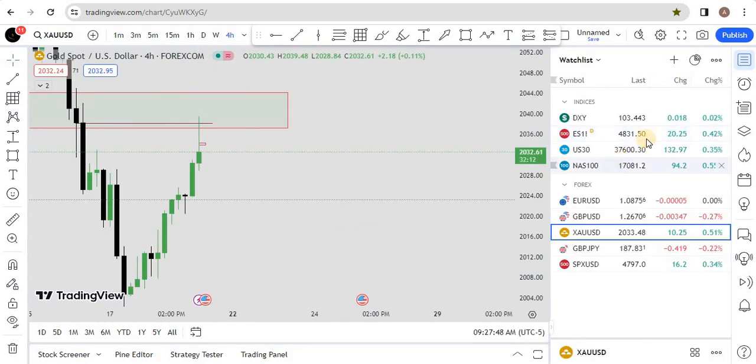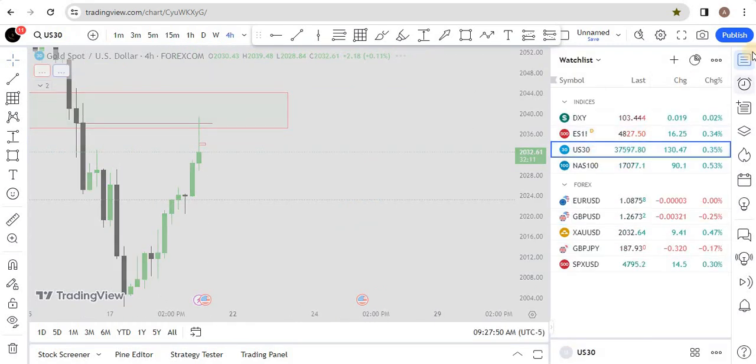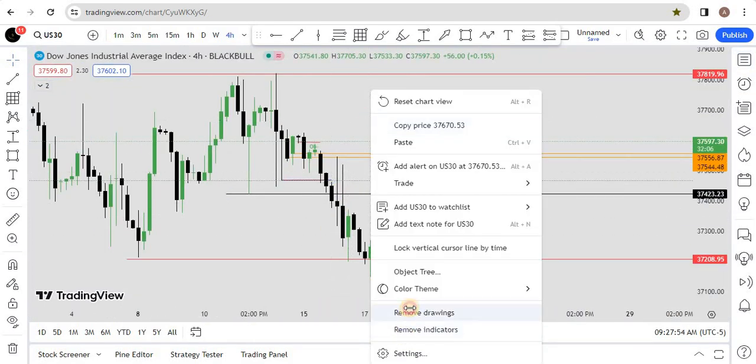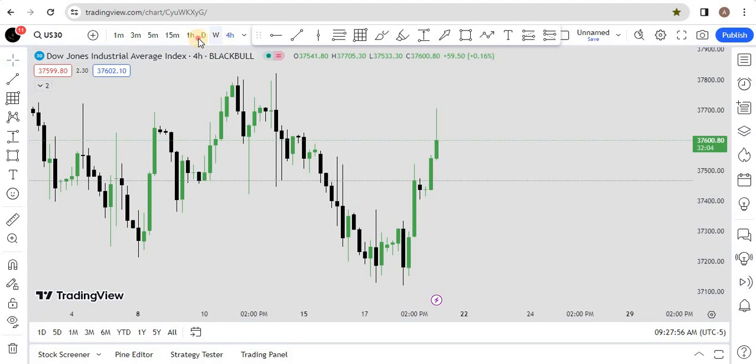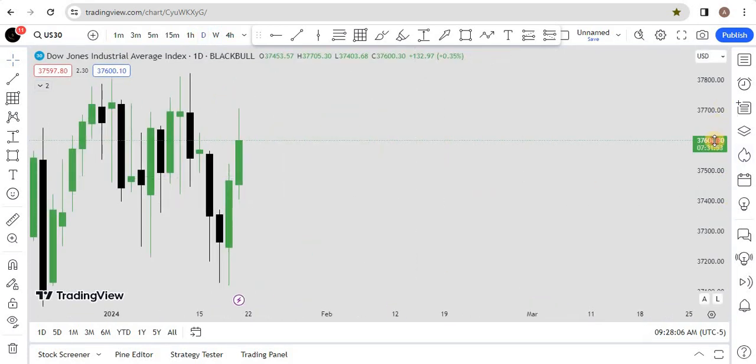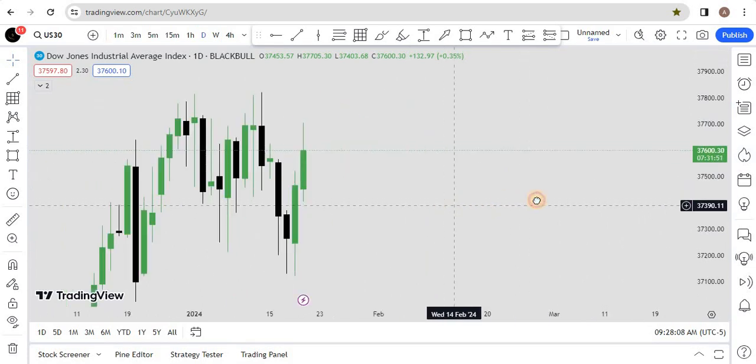So let's now... market is going to open on US30. I just came here because just after 2 minutes there will be huge volatility in the market, so I want to show you if we have any opportunity here.